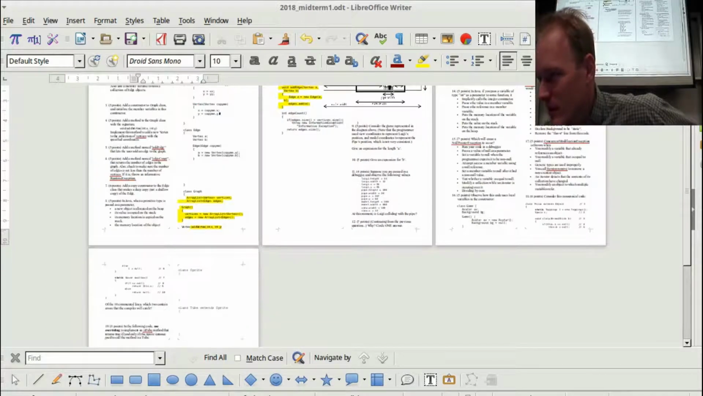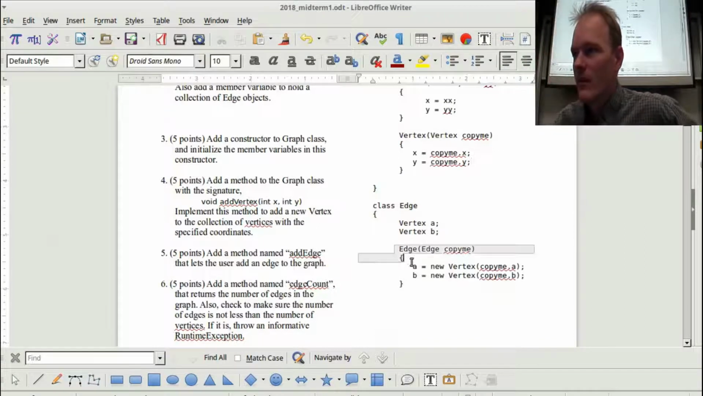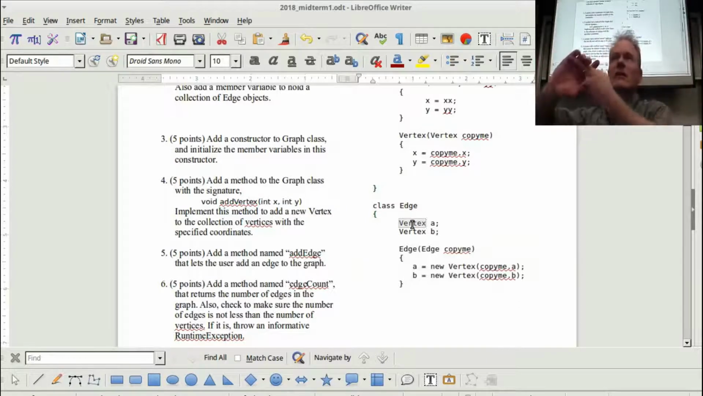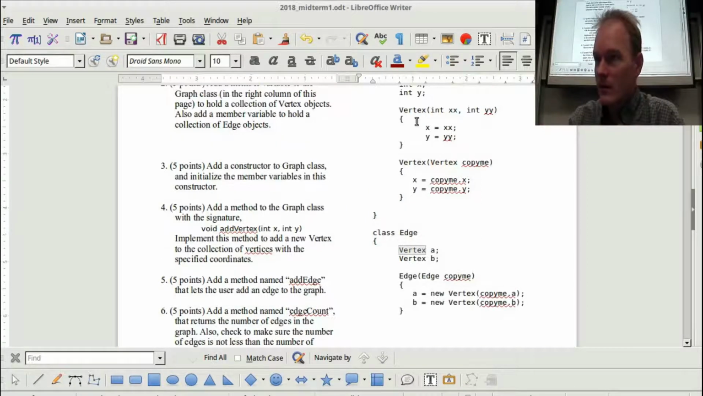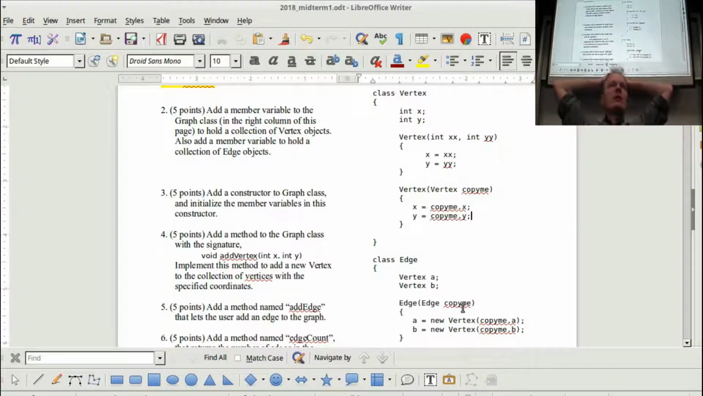Zoom in, I just want to see them both. Okay, the edge copy constructor has to make a new vertex. Why? Because these vertices are class objects. The ints are primitive types, therefore, if you copy them, you're copying them by value. So when you make a deep copy, you have to copy by value, not by reference. And here we are copying by value because they're primitive types. Here we're copying by value because we called new.